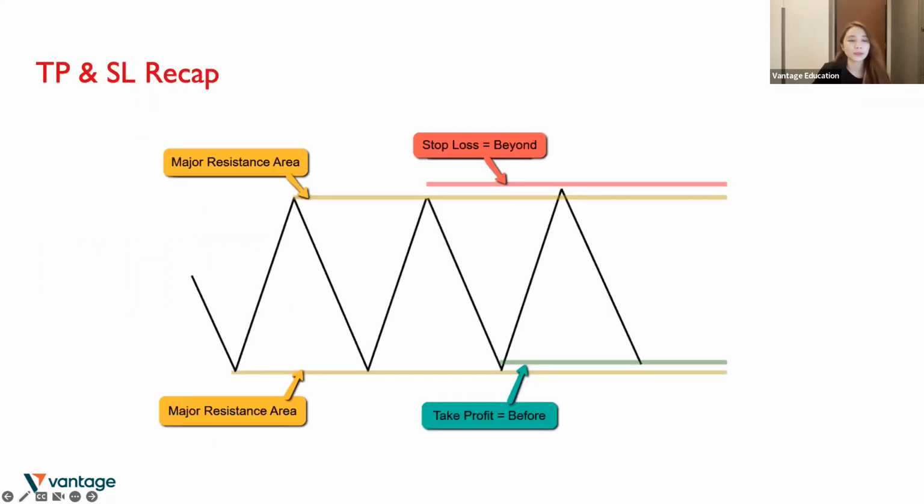Let's look at a take profit and stop loss recap. We previously went through this. For the stop loss, we are normally looking at slightly above the major resistance area. This gives the price a bit of space to react to the resistance before it drops back down in this case.